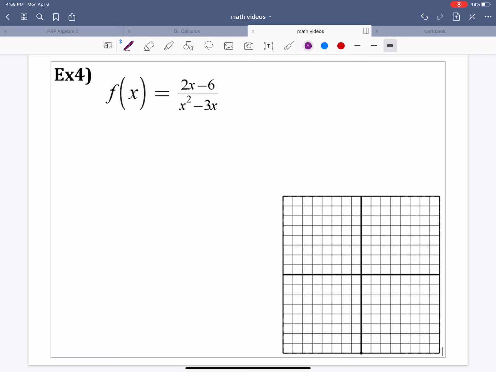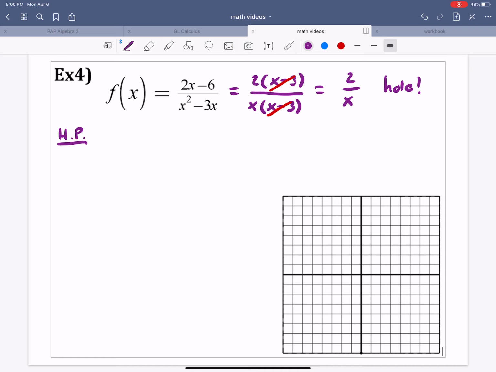Okay, so first step here is to do some factoring. So we get 2 times (x minus 3) on the top. Factor out an x on the bottom, and you get x times (x minus 3). Those cancel, so guess what? There's going to be a hole. Get excited. Okay, so let's find the coordinates of that hole.